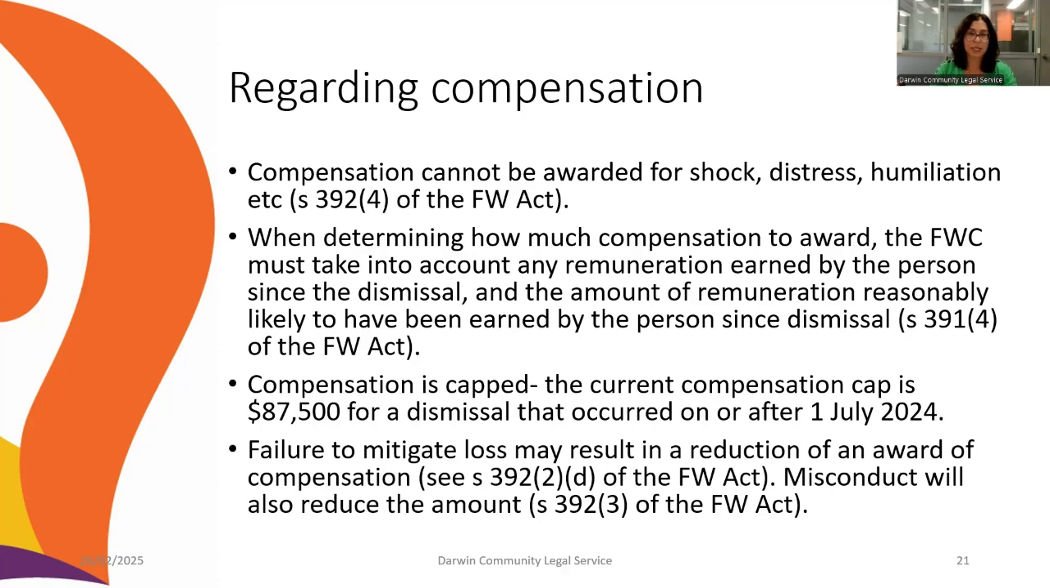Compensation is capped. So it's currently capped at $87,500. I don't know of any cases off the top of my head where an applicant has actually gotten that much. It would be extraordinarily rare to reach the cap for compensation. It's typically much, much lower than that.